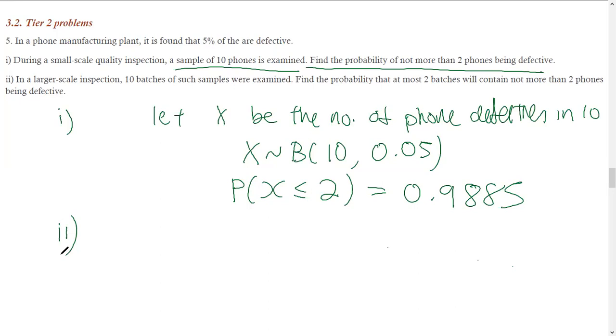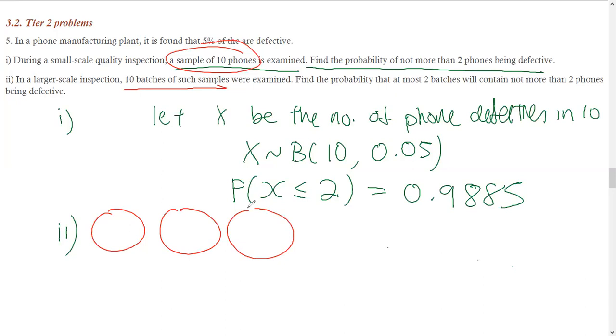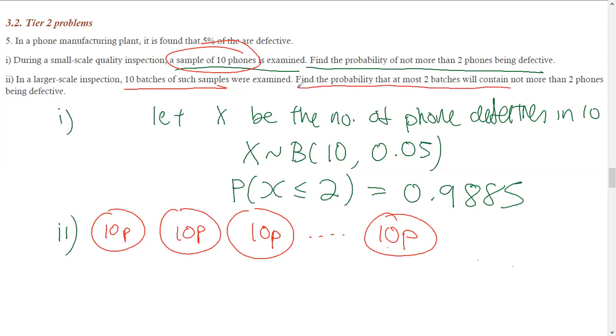Okay, some of you might be confused when you see this question. What it is saying is that there are 10 batches of such samples. Each sample consists of 10 phones. So we have 10 batches, batch 1, batch 2, batch 3, and each batch consists of 10 phones, all the way up to the 10th batch. So they want to find the probability that at most 2 of these batches will consist of no more than 2 phones that are defective.